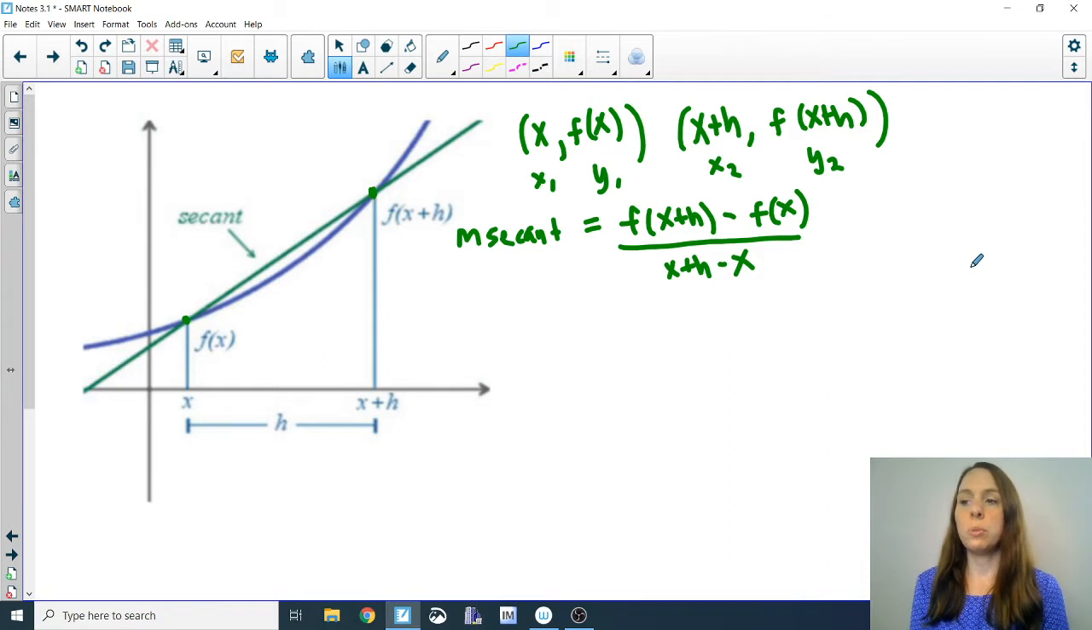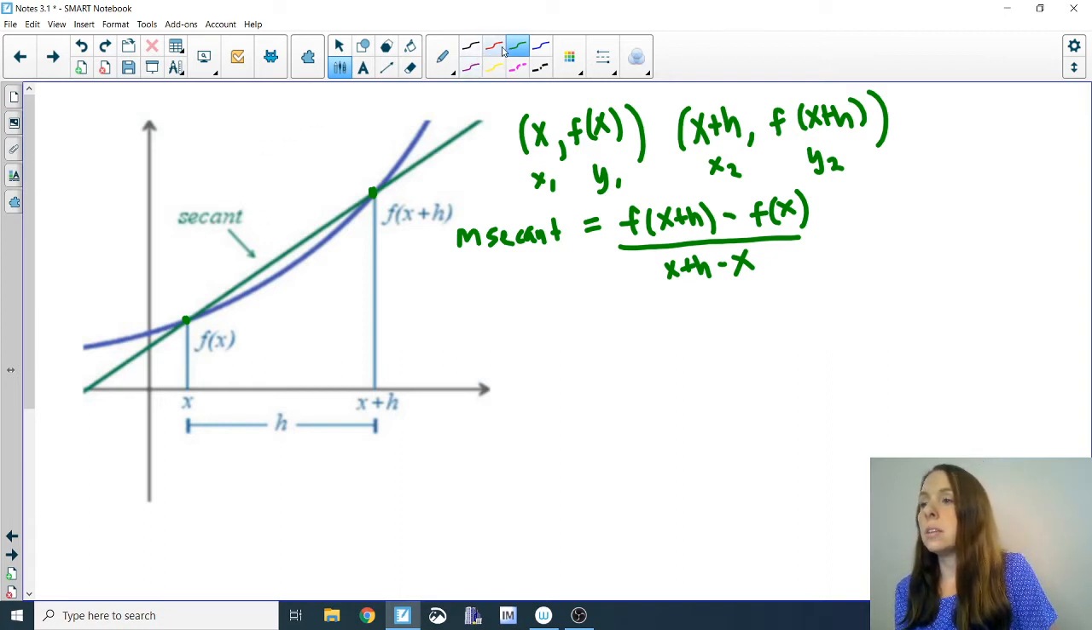Okay, so we just showed that we can take 2 points on a curve, we can draw a secant line through those points, and we can find the slope of that secant line, right? Those are all things that we should be able to do fairly easily. What a derivative is saying is, let's do that process, but with just 1 point. Let's make it into 1 point.